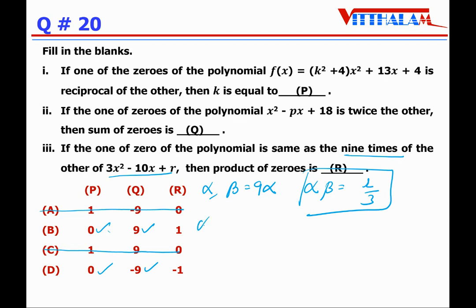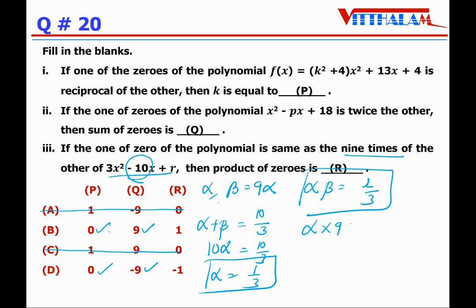Fine. So first, if I take the sum, alpha plus 9 alpha becomes 10 alpha. And the sum of zeros is minus b by a, so that is plus 10 by a, means 10 by 3. Correct? That is the sum. So therefore, alpha equals 1 by 3. That is the alpha.